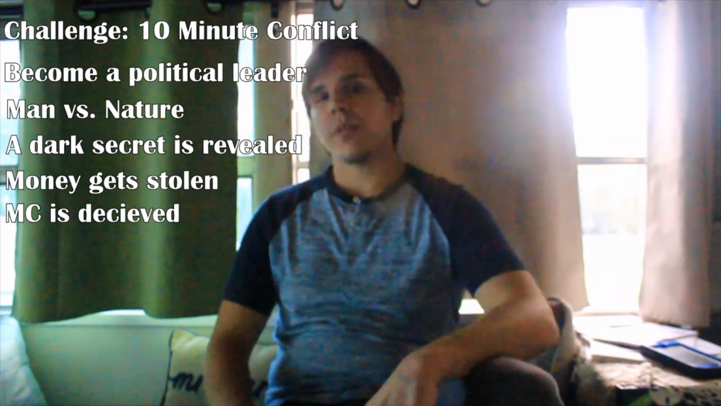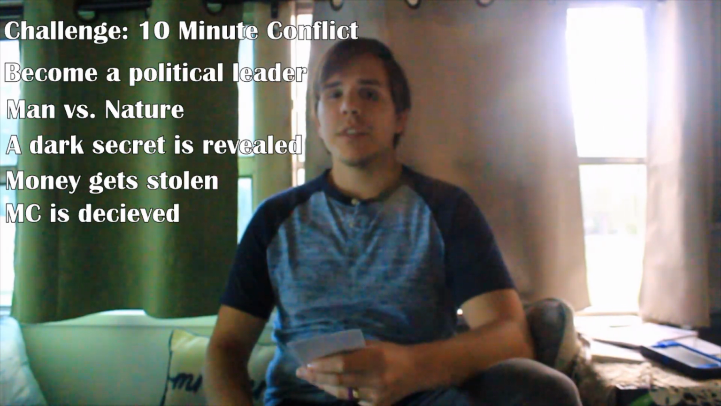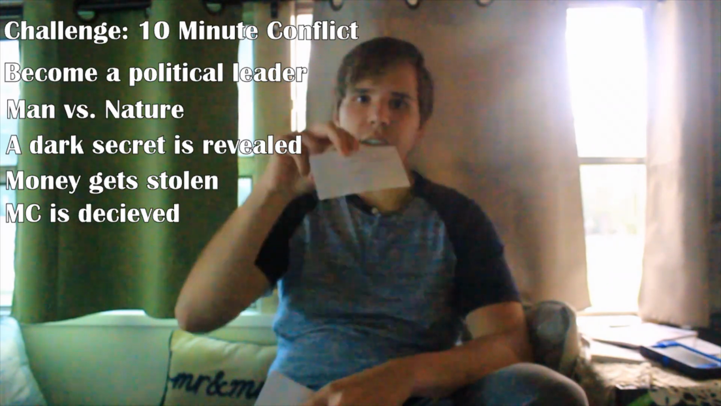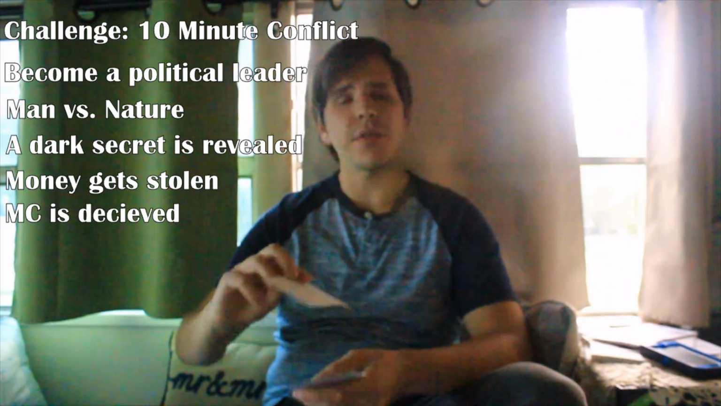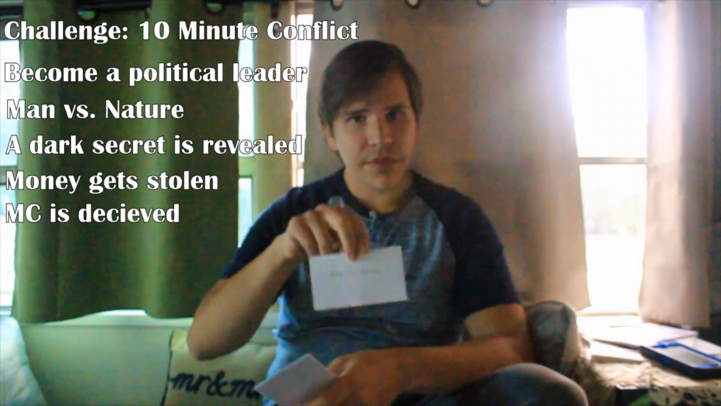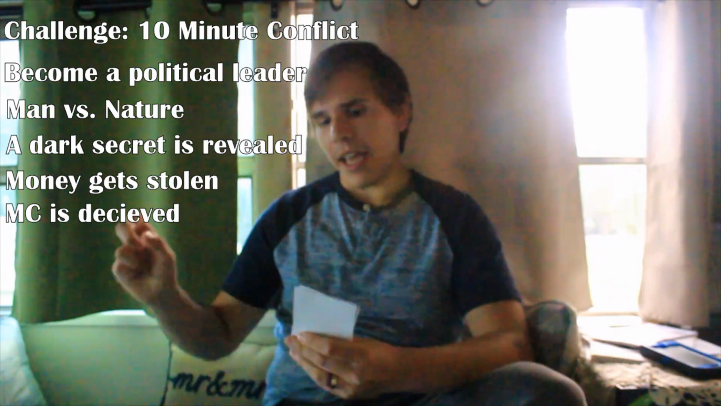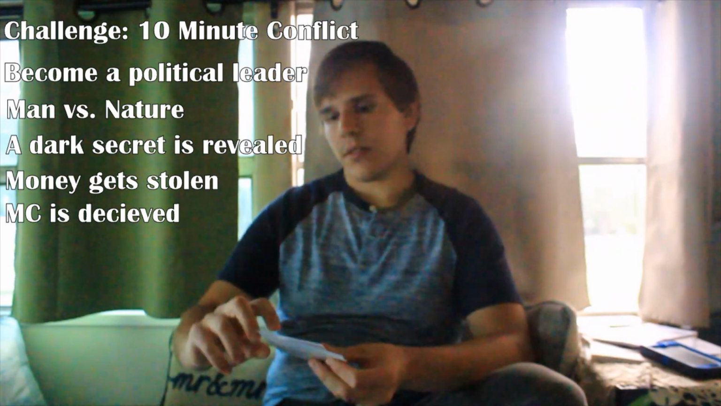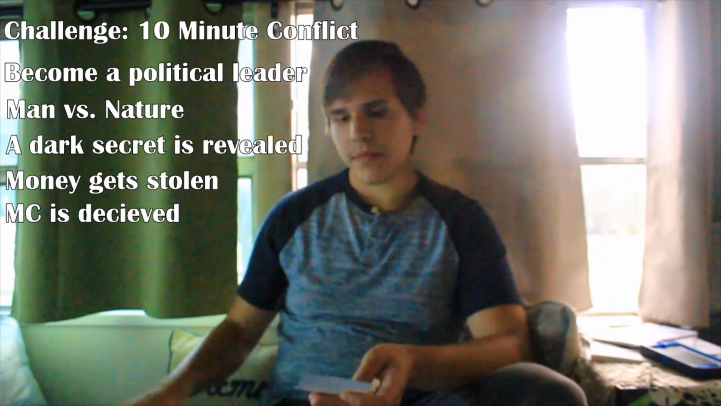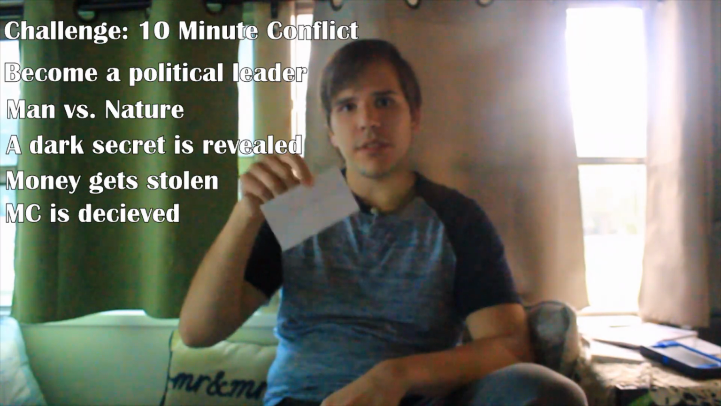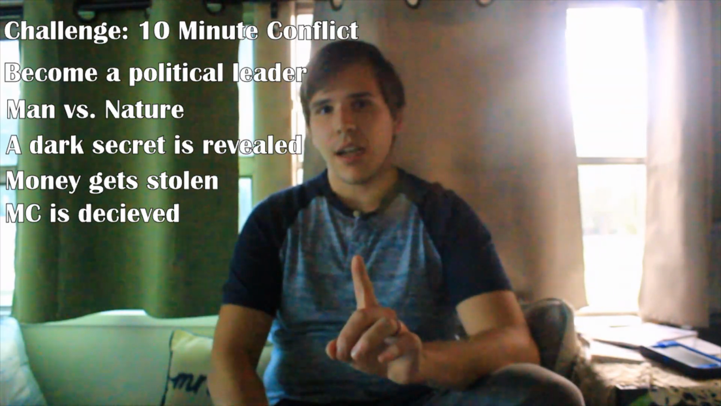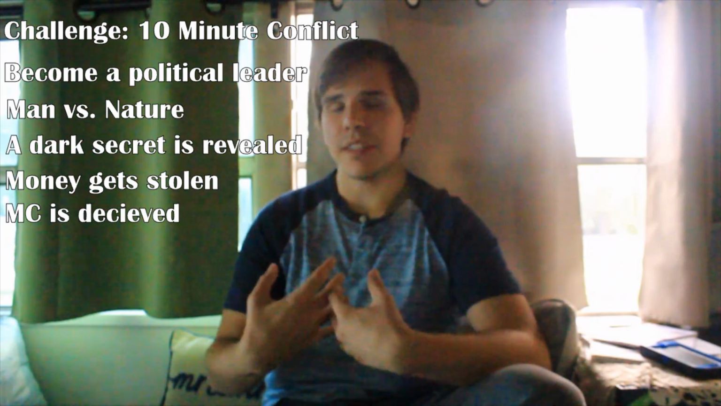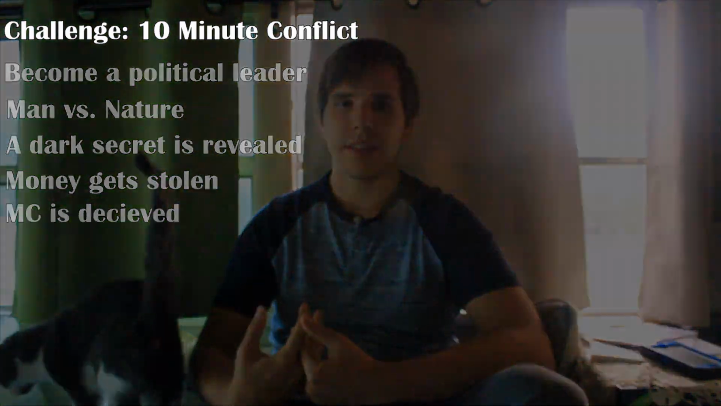So, according to the choices my good friend JJ made, I'm going to be drafting a conflict with my protagonist wanting to become a political leader. He's going to be entangled in a man versus nature conflict. And along the way, he's going to be challenged by being deceived, getting money stolen, and having a dark secret revealed. And when I'm finished, I'll go over the outline with you to prove that this method of building your conflict from choices like these works.